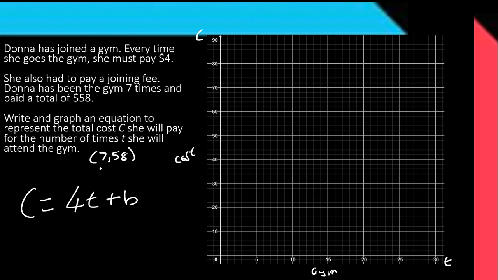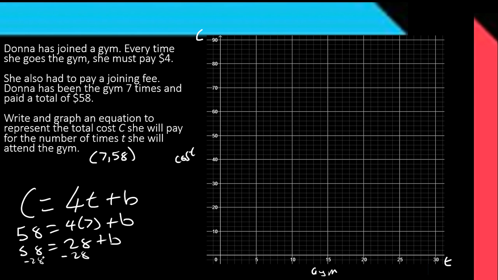So it's told me an ordered pair. So what I can do now, because it's a large number and it might be quite difficult to do rise over run, is substitute this into the equation. So when C is 58, I know that she went to the gym 7 times, and that should let me find out how much the fee is. So 58 equals 4 times 7 is 28 plus b. Subtract 28 from both sides, and we're going to get the answer as 30 equals b.